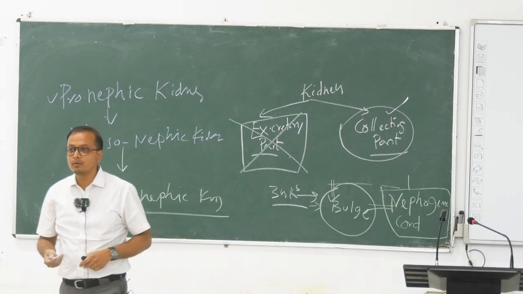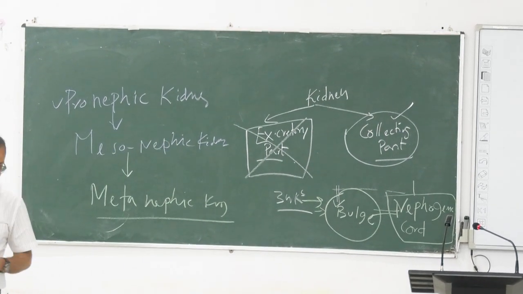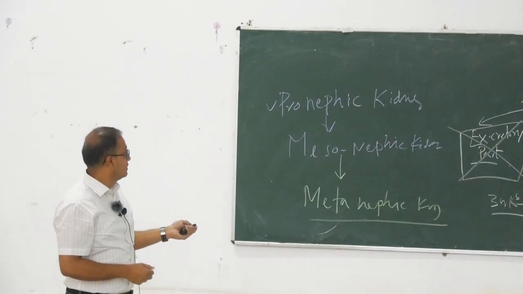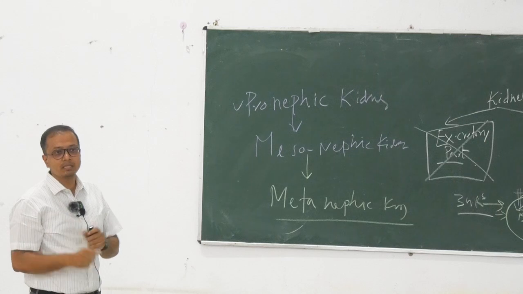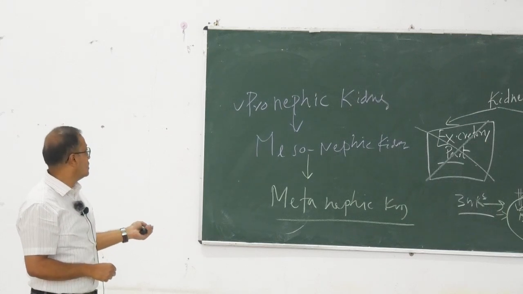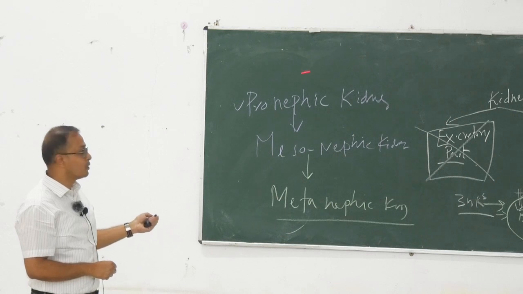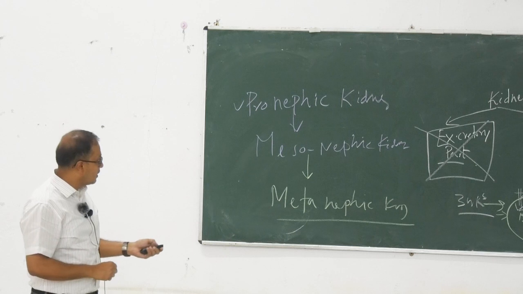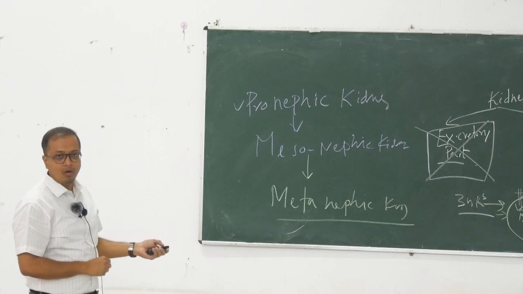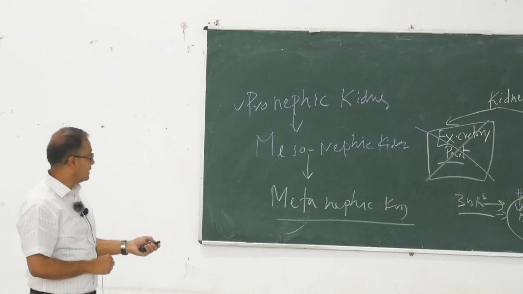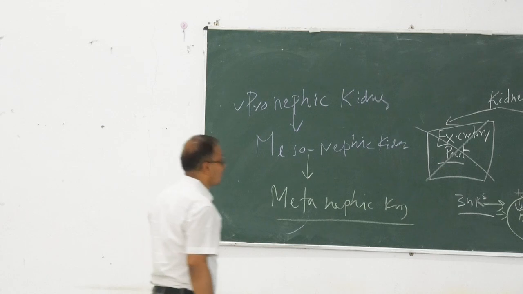So we get this particular element of the kidney, which is the pronephros or pronephric kidney. If you split this particular kidney tissue, it has two parts. The excretory part of this pronephric kidney completely gets destroyed, but the collecting part of this pronephric kidney remains. And this collecting part, we call the nephric duct.